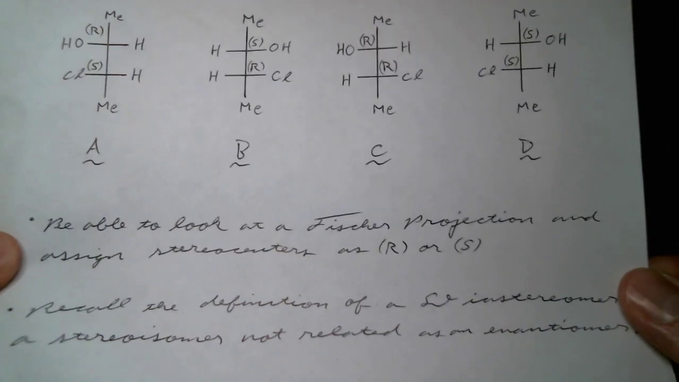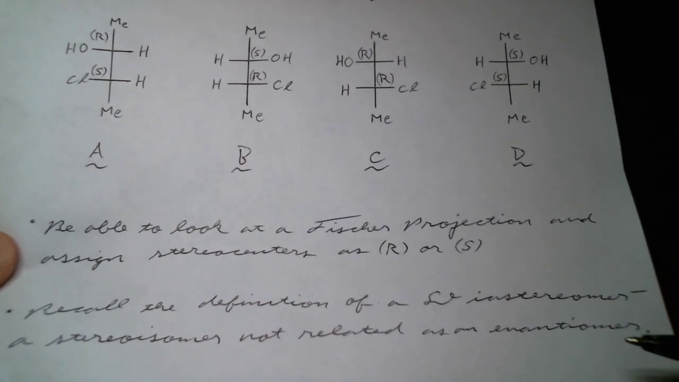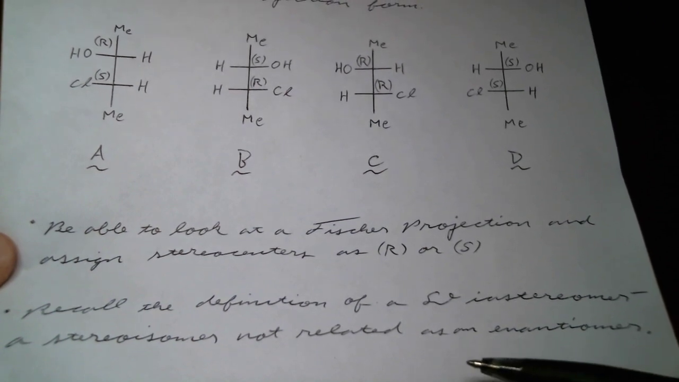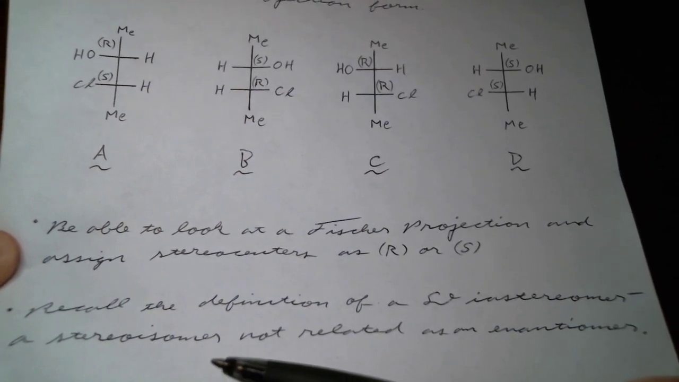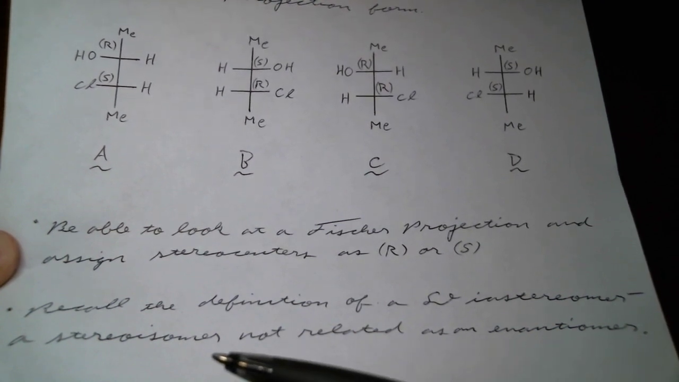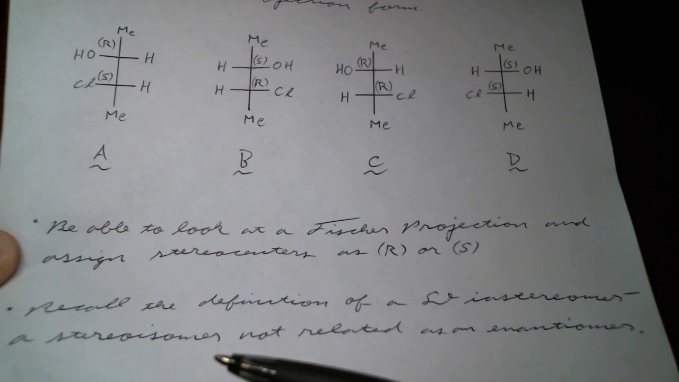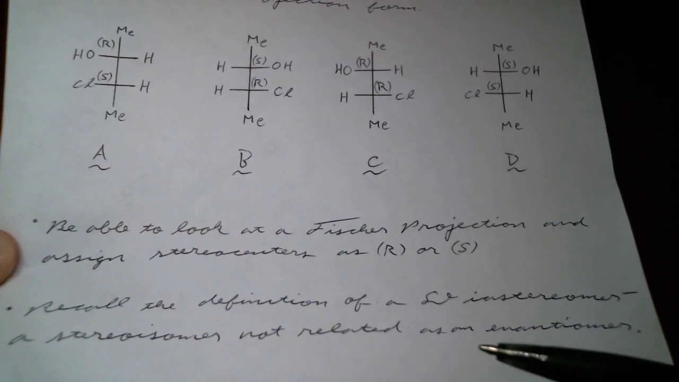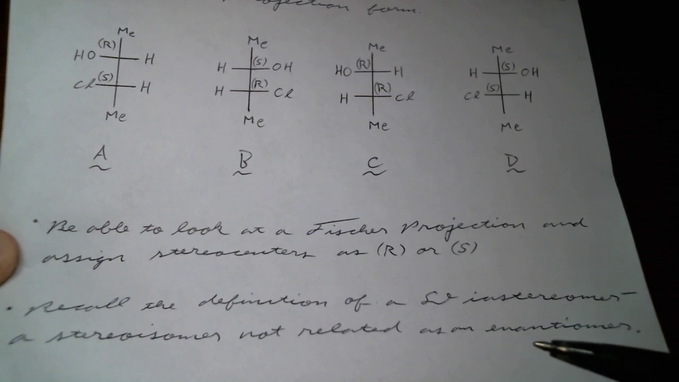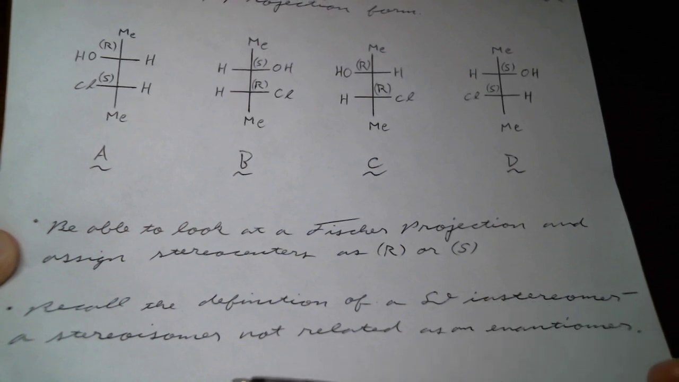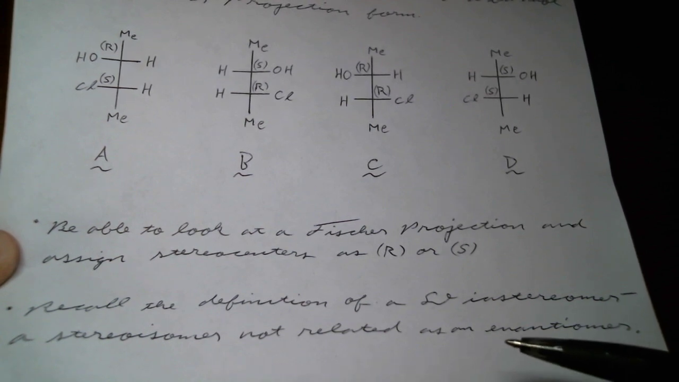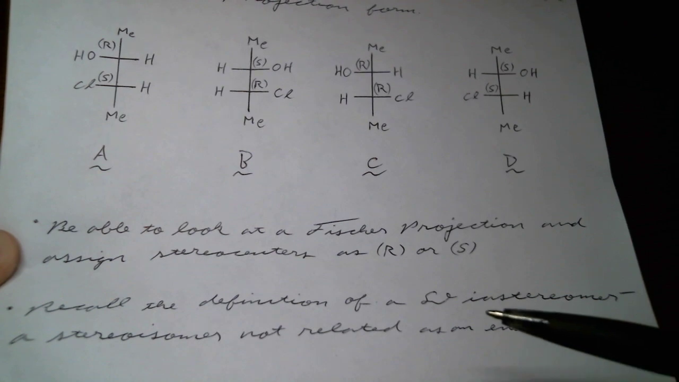So recall the definition of a diastereomer. It is a stereoisomer not related as an enantiomer. So we still have to remember the definitions for stereoisomer and enantiomer. A stereoisomer is a molecule whose atoms have the same connectivity but a different orientation in space. And an enantiomer is simply a non-superimposable mirror image. So a diastereomer is a stereoisomer that's not related as a non-superimposable mirror image.